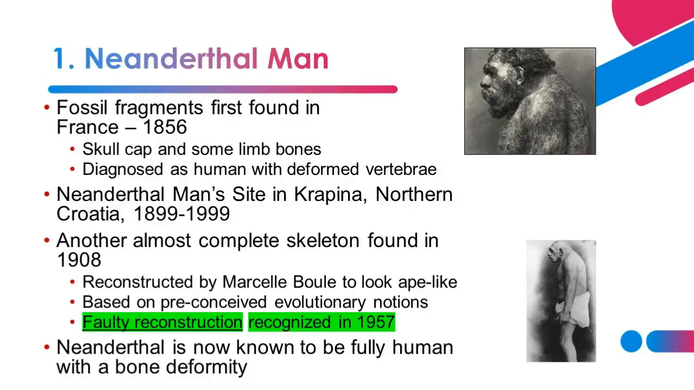So that guy had him ape-like, and in 1957 they discovered that it was reconstructed faultily. Neanderthal man now is well known to be a human, fully human, interbred with Homo sapiens, and the difference between Homo sapiens, which is us, and the Neanderthal is only 6% of some genetics, which could be from geographic isolation or different accommodation to the environment.